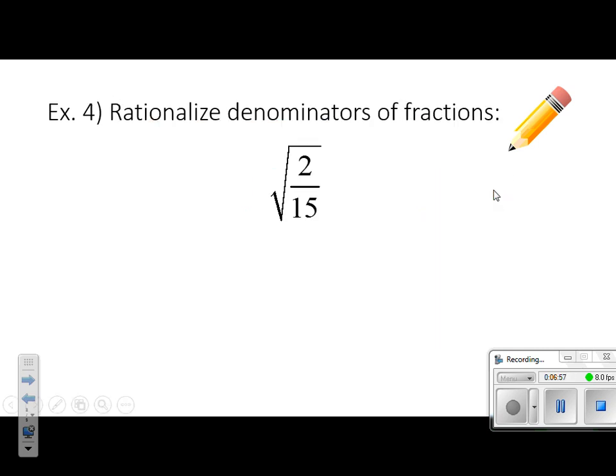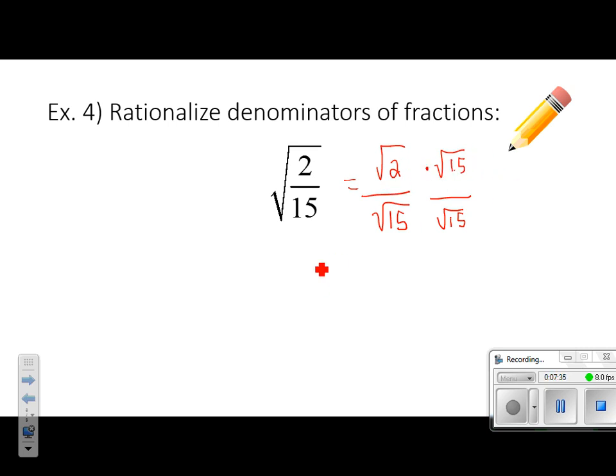Okay, let's try that again. But this time, we're going to use the quotient property. So the first thing I'm going to have to do is split this up into the square root of 2 over the square root of 15. Now that I've split it up using the quotient property, I can rationalize my denominator. So I can multiply the top by the square root of 15 and the bottom by the square root of 15. Now, I can take this 2 times the 15 because they're both under radical signs.